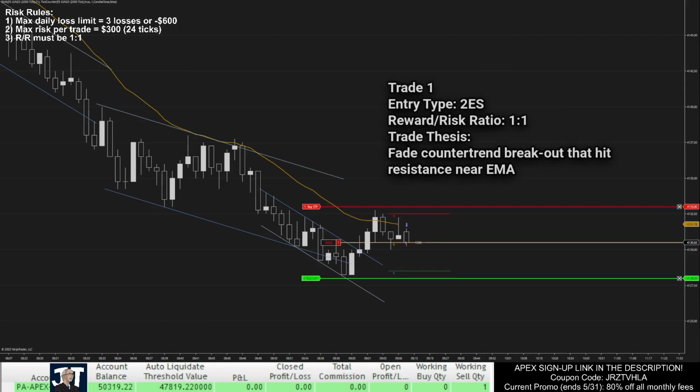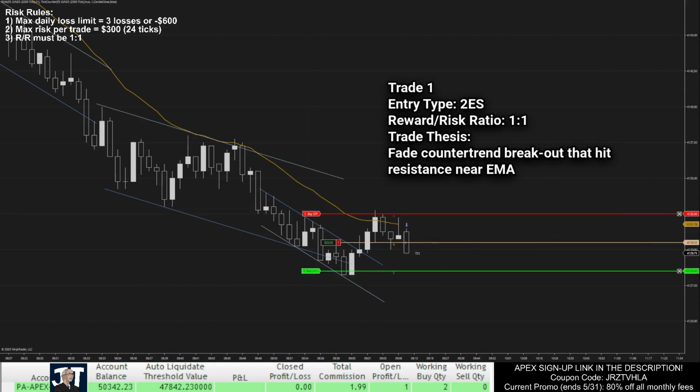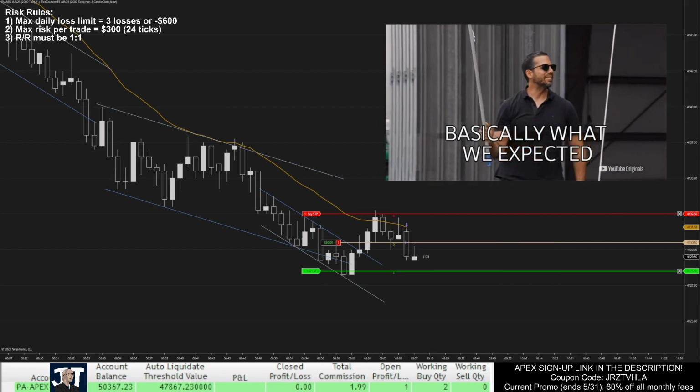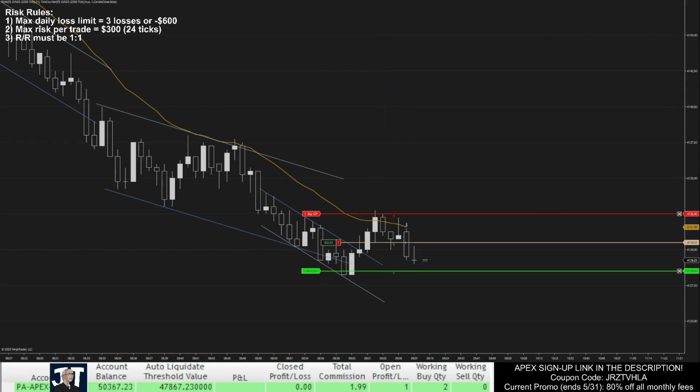This first trade was pretty straightforward, and is an example of one of my favorite price action setups, which is to fade a counter trend breakout that seems to reverse after touching the EMA. This is exactly what happens here, and I'm able to start off the day with a nice stress-free scalp.